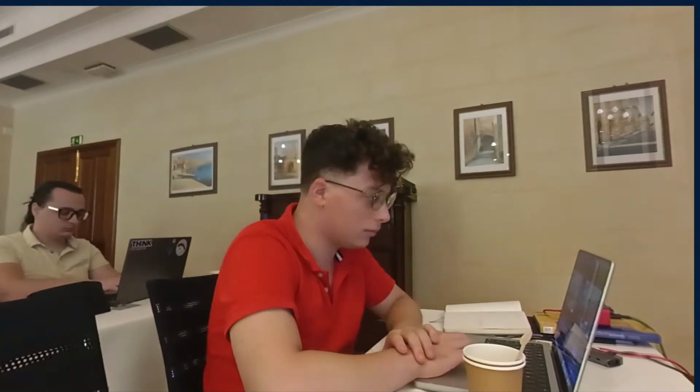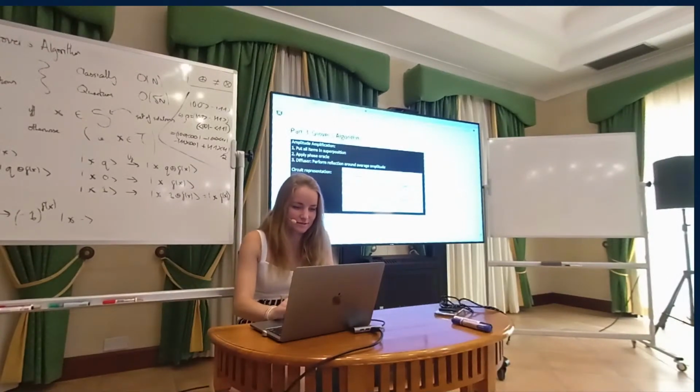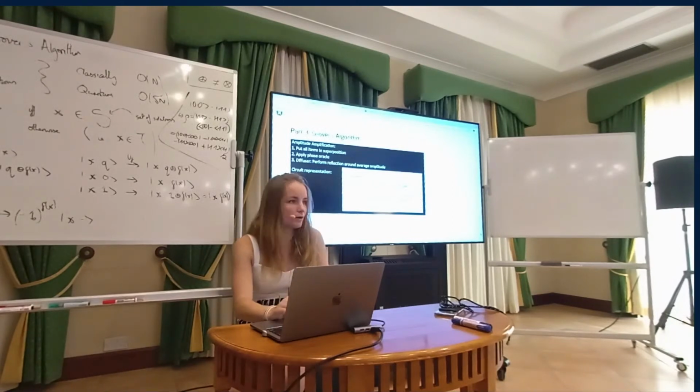Okay, so now the third part is Grover's algorithm, which you have just seen before. Just as a quick reminder, so you get familiar with my notation, what I mean by step 1, 2, 3, and so on. Step 1 for me is where I put all items in superposition, so I apply a Hadamard gate to all of them. Then I have step 2, which is applying my oracle.